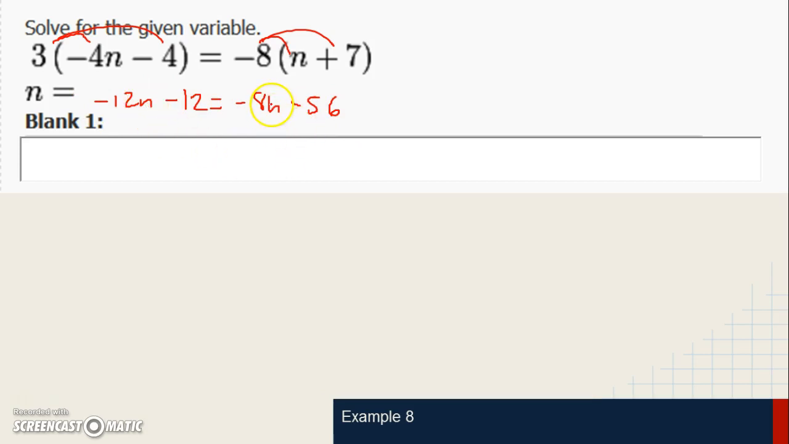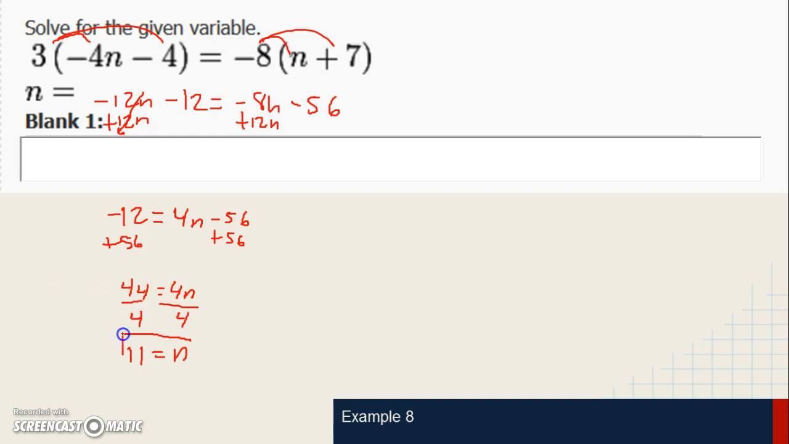What's larger, negative 8n or negative 12n? Well, negative 8n is larger than negative 12n. It's a more positive number, even though they're both negative. So I eliminate the 12n by adding, and I end up with 0. So negative 12 equals 12 minus 8 is 4n minus 56. I add the 56 to both sides, and I end up with 44 equals 4n. I divide by 4, and 11 equals n.